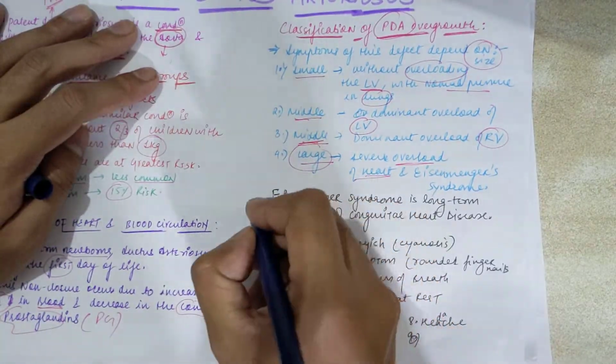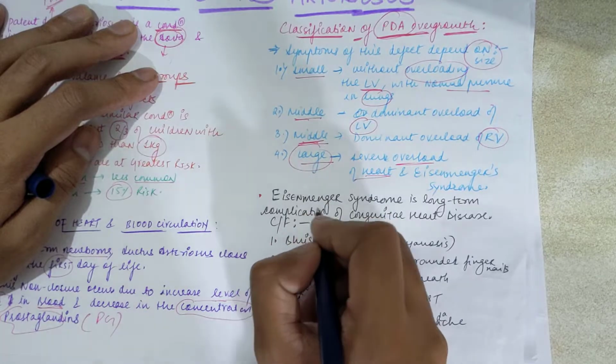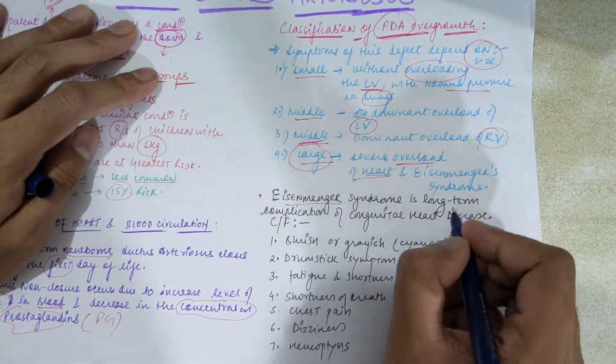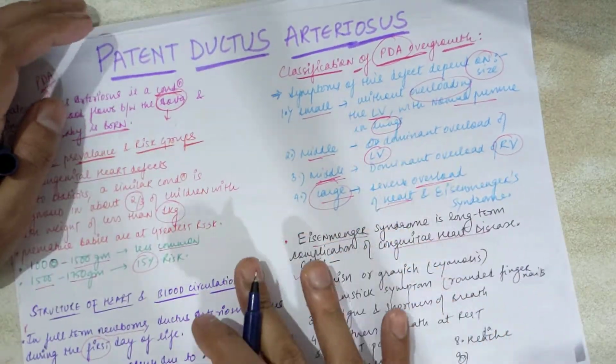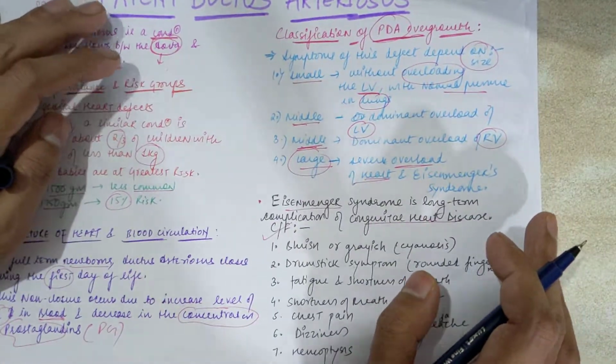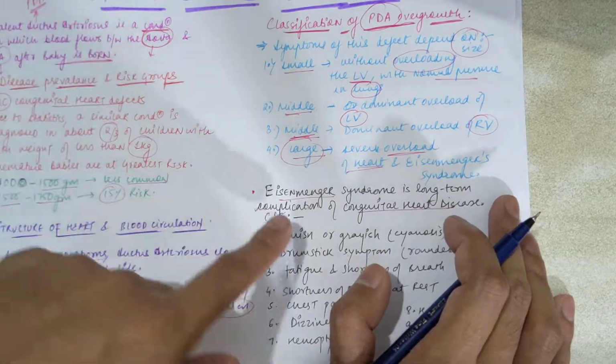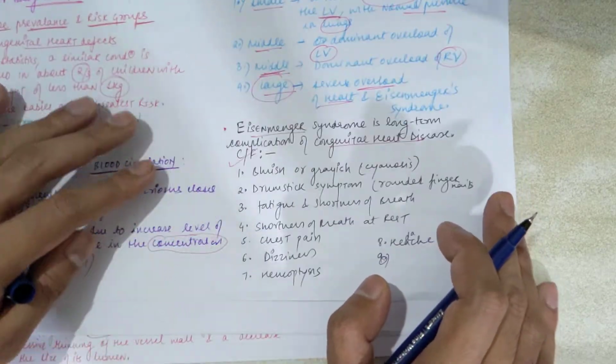Let's discuss some points about Eisenmenger syndrome. It is a long-term complication of congenital heart disease. It is not specific to patent ductus arteriosus, as it can also occur with other pathologies, but in patent ductus arteriosus we see this syndrome as a complication.